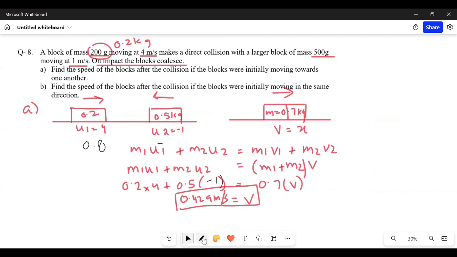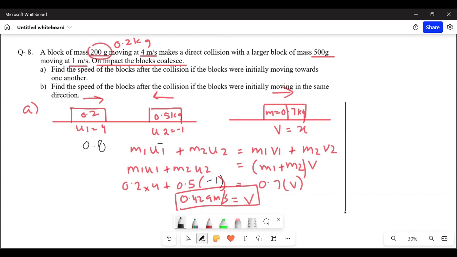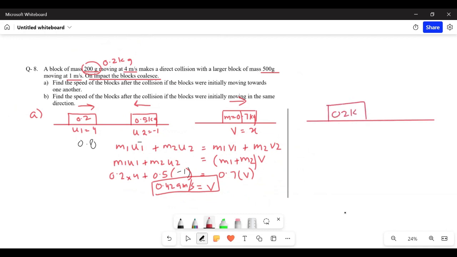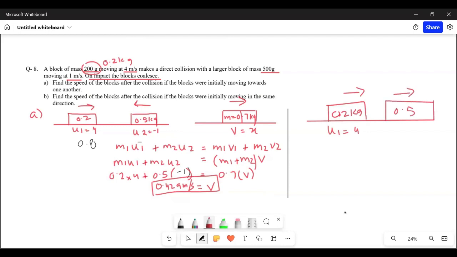Okay. Case B. Find the speed of the block after the collision if the blocks were initially moving in the same direction. Okay. So now we say that both the blocks were, let's say, moving towards the right. So this would be 0.2 kgs, and u1 is 4. It's moving towards the right, and so is the other object, 0.5 kgs moving towards the right. u2 is now going to be +1.